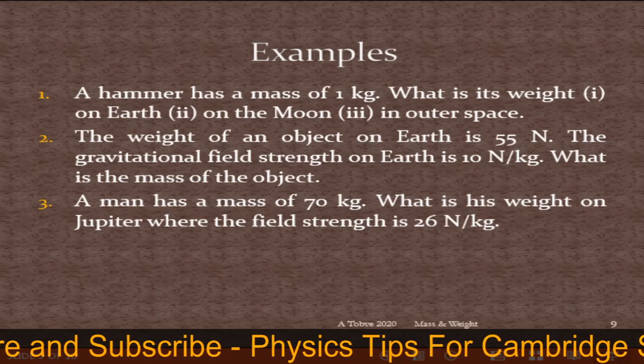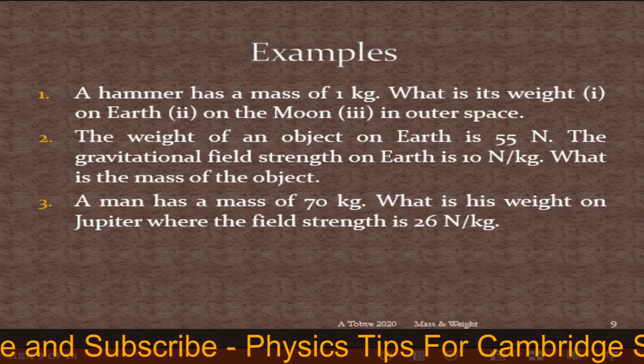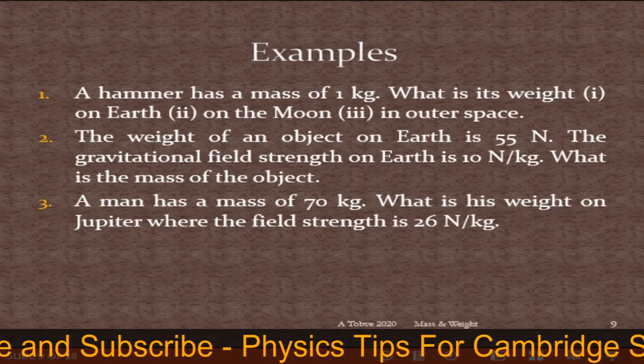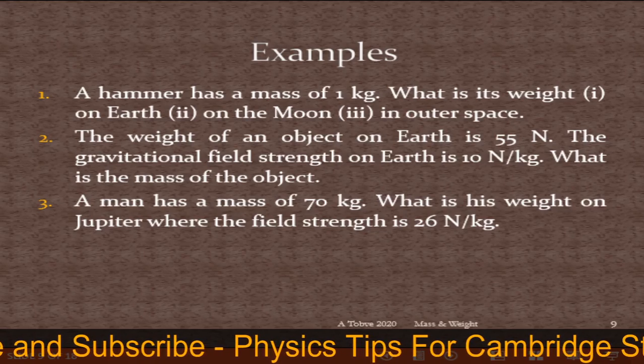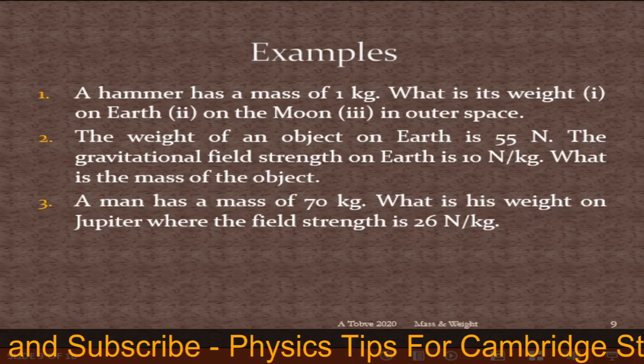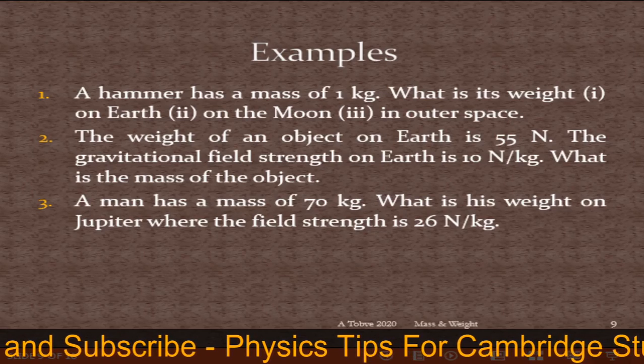On the Moon, it will be 1.6 newtons per kg for the gravitational field strength. So 1 times 1.6 gives you 1.6 newtons. In outer space, it's 0 because there's no gravitational pull in space.